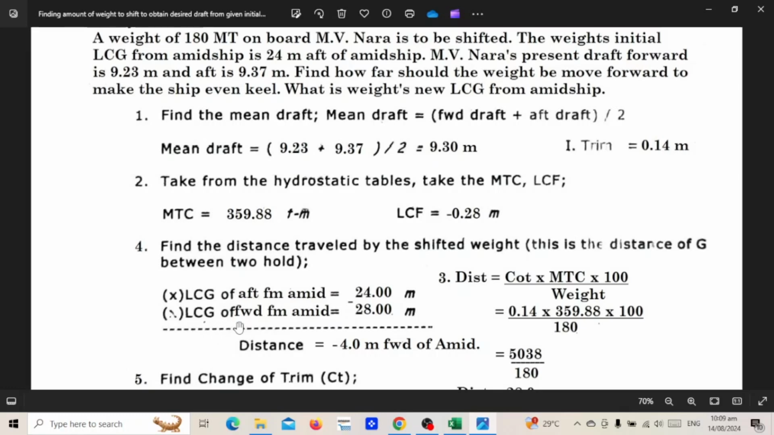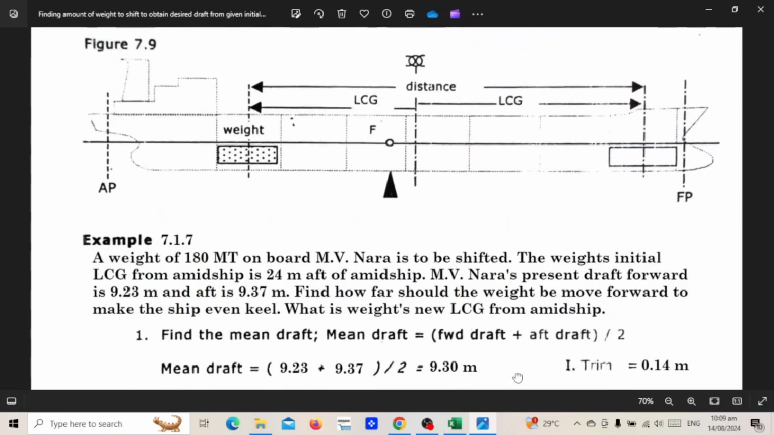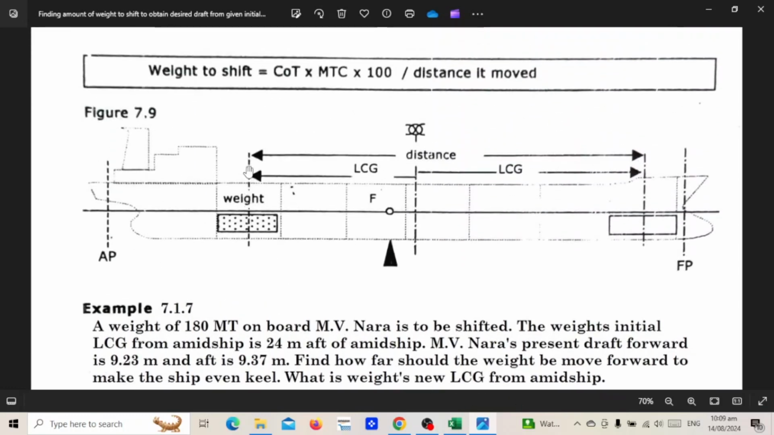Now, LCG of forward from amidship is 28 meters, meaning from this weight you move forward 28 meters. So from here you move forward 28 meters. Now from this point to this one is 24 meters, right? So you add another 4 meters to make it 28. So the LCG of the new weight of 28 meters is somewhere around here. Okay, so that will be 28 meters.